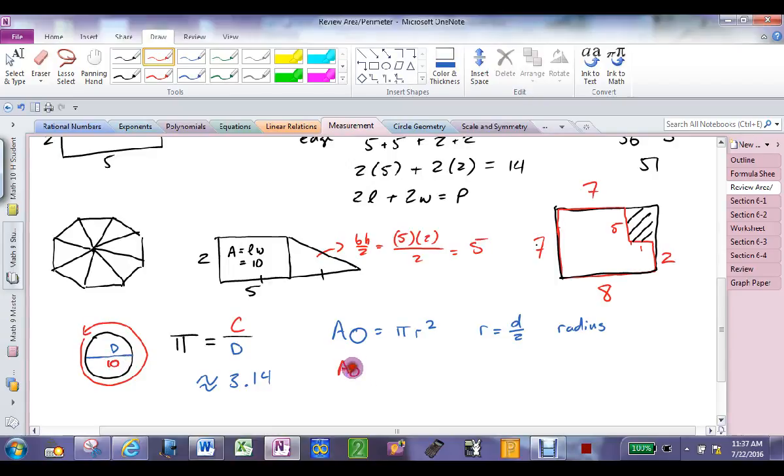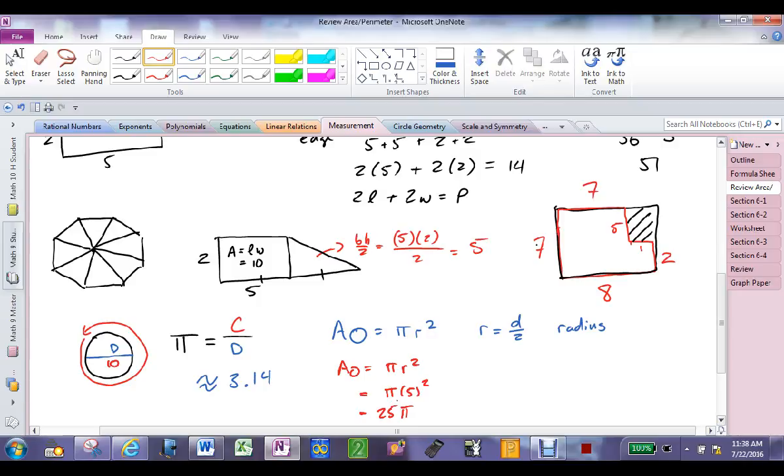So the area of a circle is pi r squared. What is the r if my D equals 10? 5. So the area of a circle is pi times 5 squared, yes? What is 5 squared? 25. So the area of this circle is 25 pi. Is everybody cool with that? After grade 9, this is the answer that we are looking for.